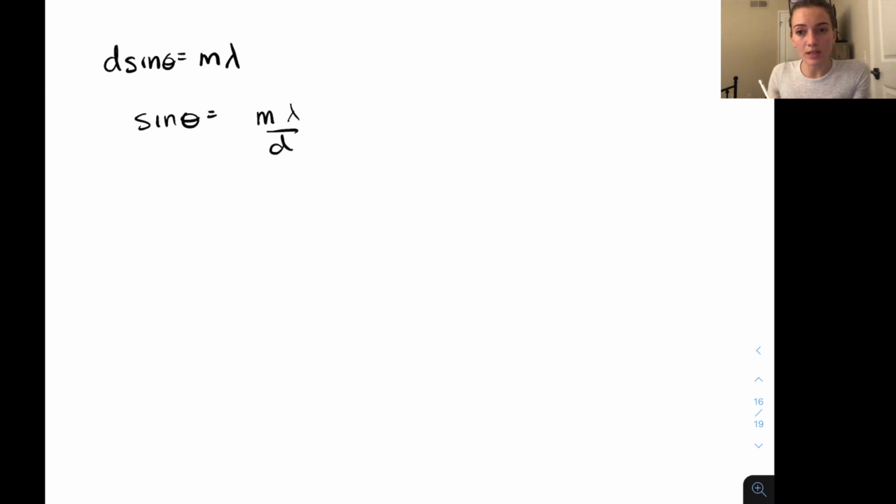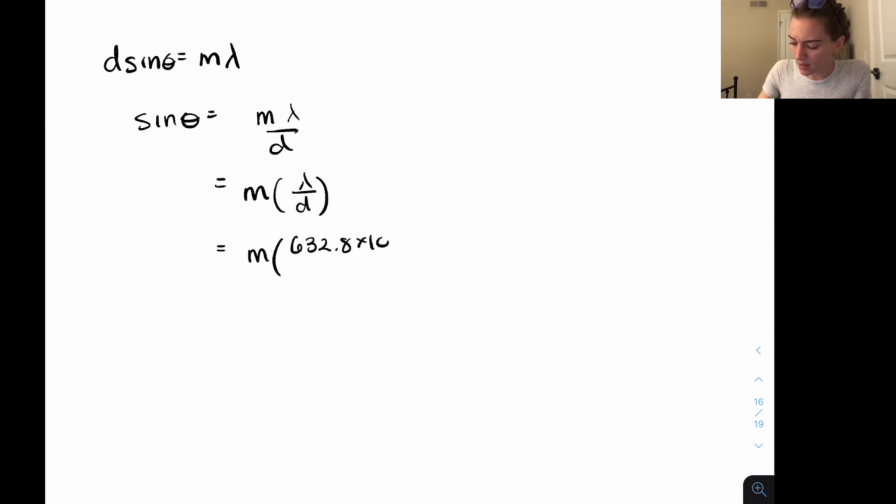Now, lambda over d is not going to be changing, right? Because the wavelength of the light is not changing, and the spacing of the grating is not changing, but m is changing, because we're looking for more bright spots. So I'm going to pull m out here and just do lambda over d. Let's find what lambda over d is, since we know that that number isn't changing. So it was 632.8 times 10 to the negative 9 meters, we had 632.8 nanometers.